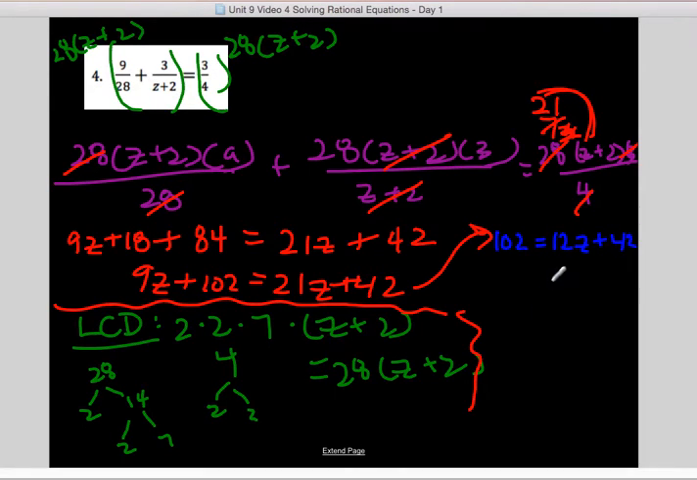I would subtract 42 from both sides. 102 minus 42 is 60 equals 12z, and then I would divide both sides by 12. So z is equal to 5.